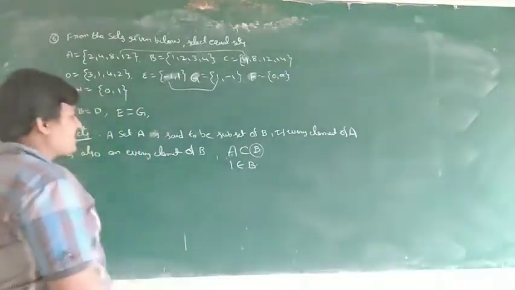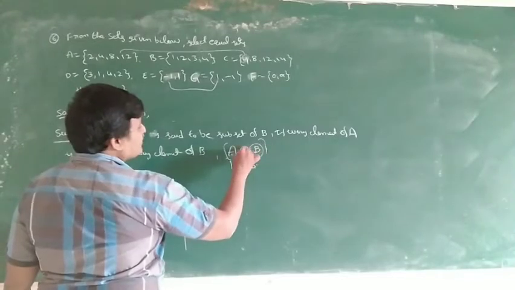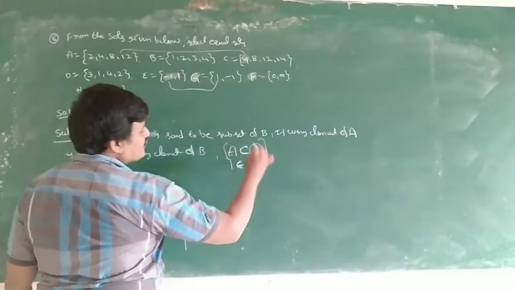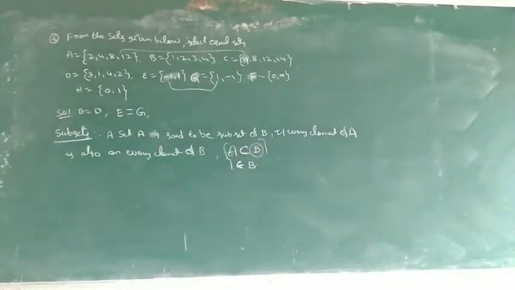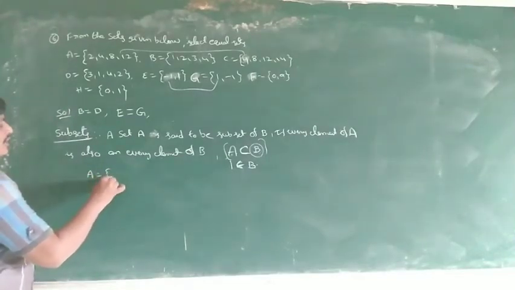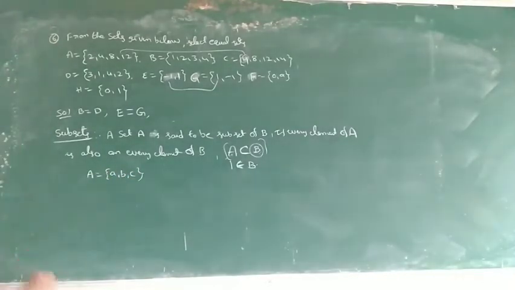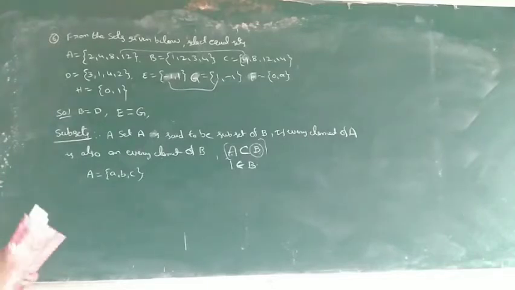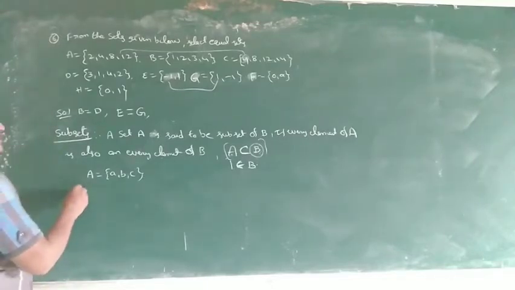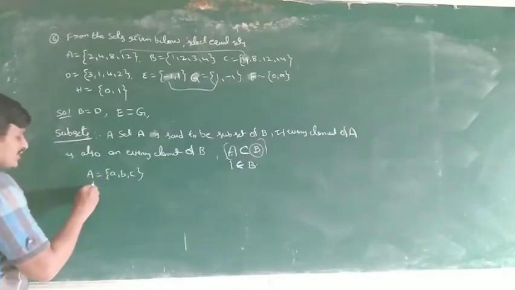Subset is denoted by this symbol. This is the belongs to symbol. For example, A is equal to {a, b, c}. This is the set. How many subsets does A have? How many subsets are there in set A?